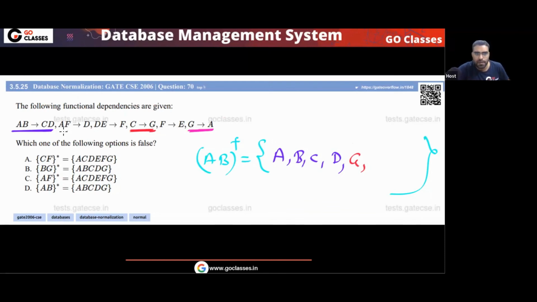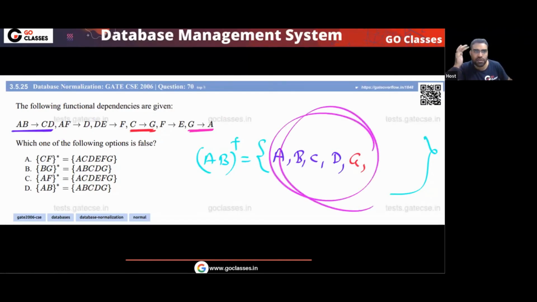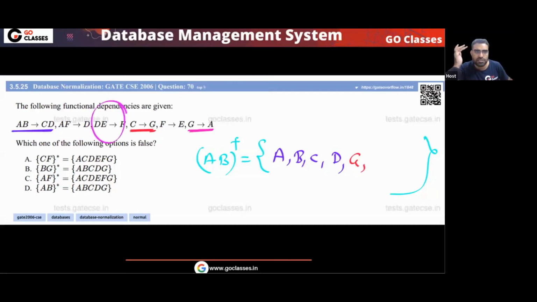See, I cannot use this because I don't have F. I cannot use this because I don't have E. I cannot use this because I don't have F. So that's it. Yes or no? Is this clear? Just notice. These 5 people I have. I don't have F, so I cannot use this. I don't have E, so I cannot use this.